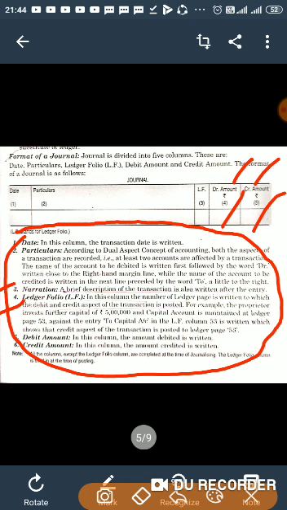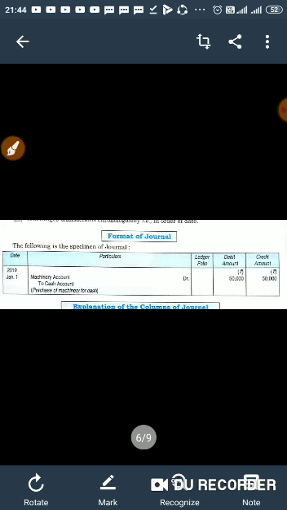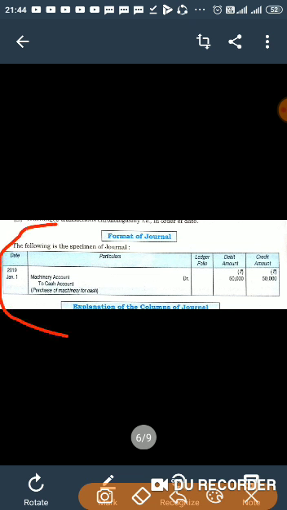Rest, you will note down only the format, not all these notes. It is just for understanding. Now I'm showing you a practical. This is what it actually looks like when you make a journal entry.